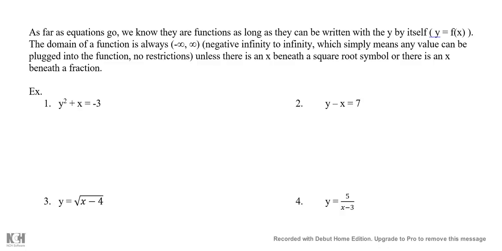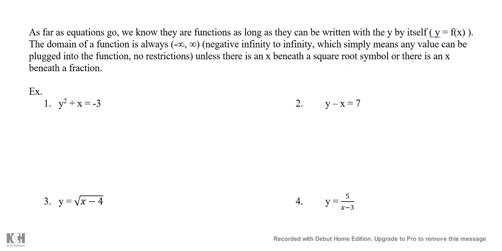The domain of functions is always negative infinity to infinity unless there is an x beneath the square root symbol, or there is an x beneath a fraction, because that gives us restrictions on what we can plug in for x. And I'll explain that in the lower two examples. You can see I already have an x under a square root for number 3 and an x under a fraction for number 4. So when we get to those, you'll see what I mean by this causing us restrictions. But just know that in any other case, we're going to be looking at a negative infinity to infinity situation.